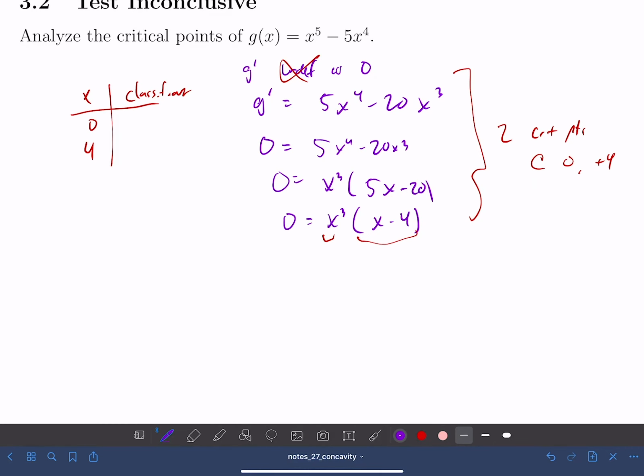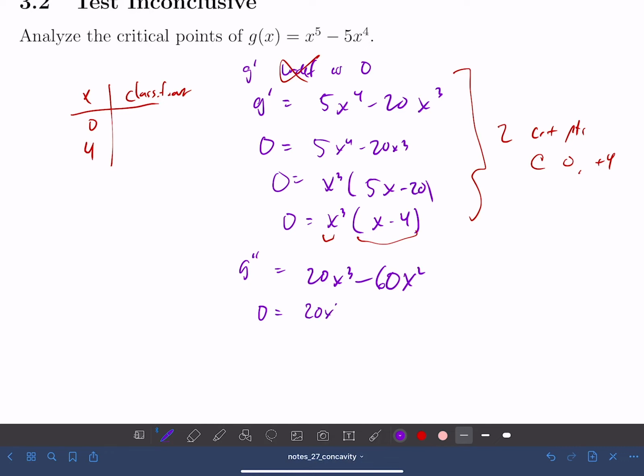No problem. I'll take the second derivative. g double prime equals, I'm looking back to my original line right here. Let's take that derivative. 20x cubed minus 60x squared. That's always defined, so there are only possible inflection points where it is 0.